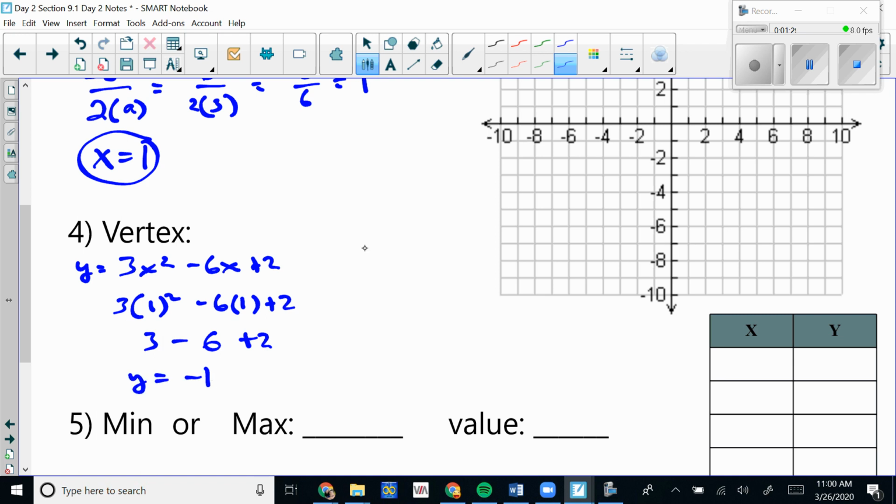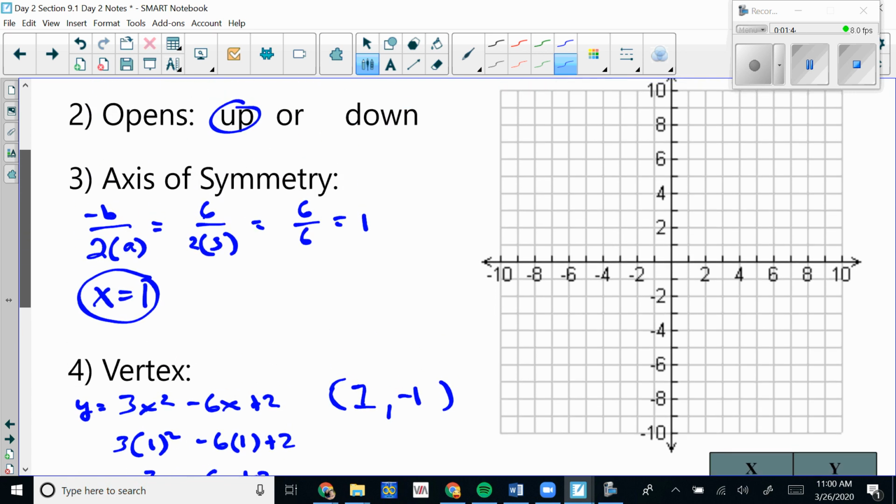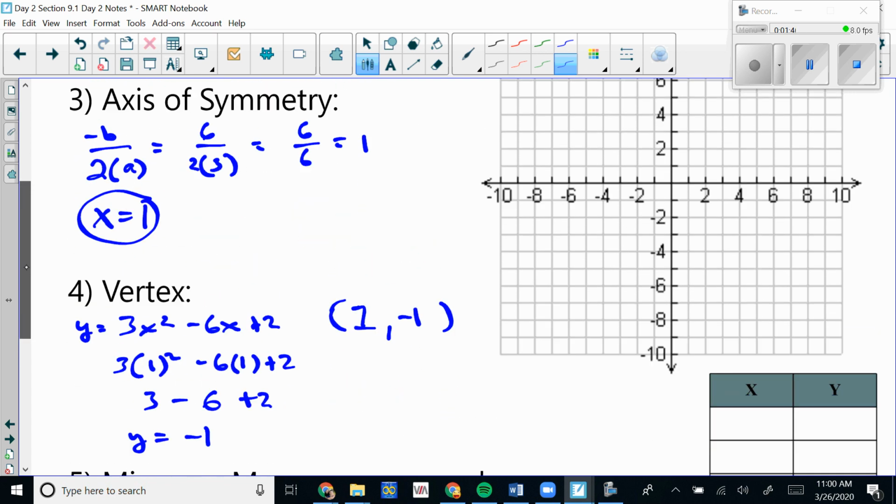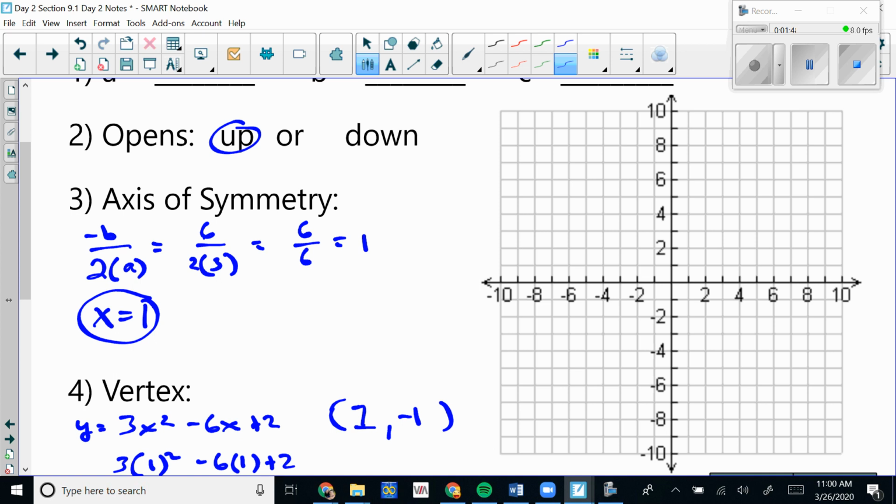But that's not the vertex. The vertex is x and y together. Remember, the x from number 3 was 1, and our y is -1. So the point 1, -1, if I graph that over here, 1, -1 will be right there.